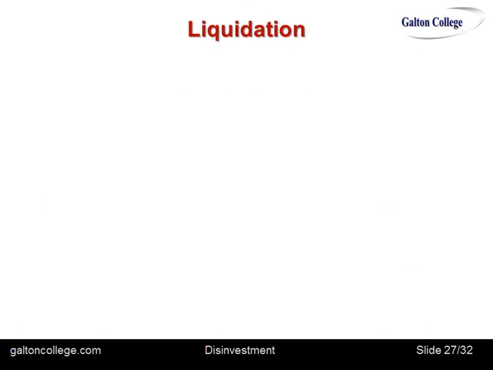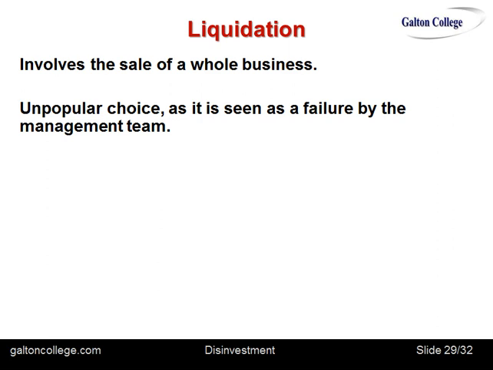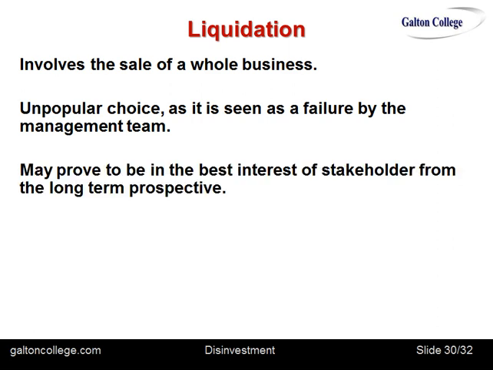There's also the possibility of liquidation. This involves the sale of a whole business. This means selling the whole business. Unpopular choice, that's seen as a failure by the management team. Liquidation is when there is no hope. It means closing the business, liquidating the assets, selling off the assets, or trying to find a buyer for the business. It may prove to be in the best interest of stakeholders from a long-term perspective. Although closing a business is normally a very painful exercise.